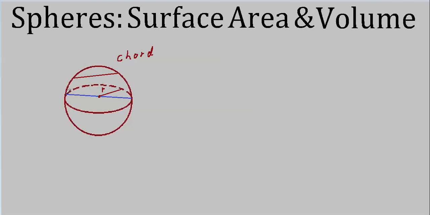And this here, this is a chord, but it goes through the center. Remember what we called that for a circle? Well, we call it the same thing for a sphere. That's still the diameter. So this line here is the chord. This is the radius. It's the diameter. It goes through the center here.